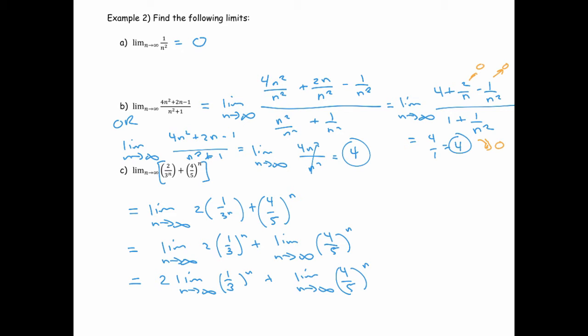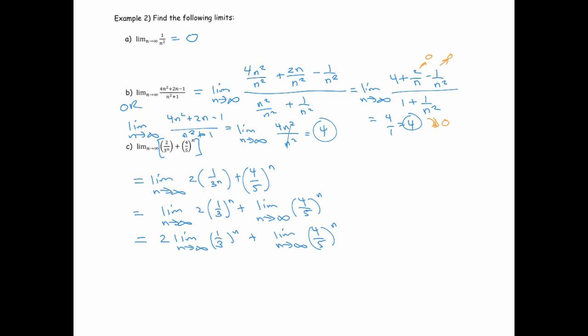All right, and now we'll just use our understanding of geometric sequences. We know that both of these expressions, 1/3 to the n and 4/5 to the n, are geometric sequences in which the r value is less than 1. So we know that these go to 0. So this is going to be 2 times 0 plus 0, which is 0. So there are some basic properties you can use.